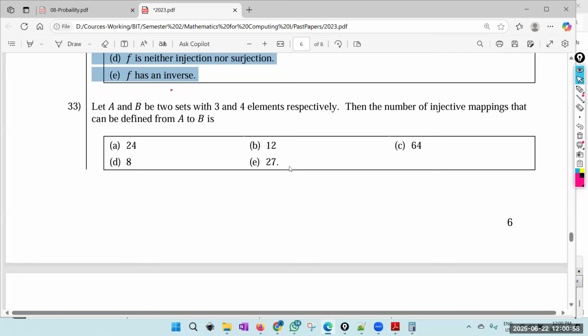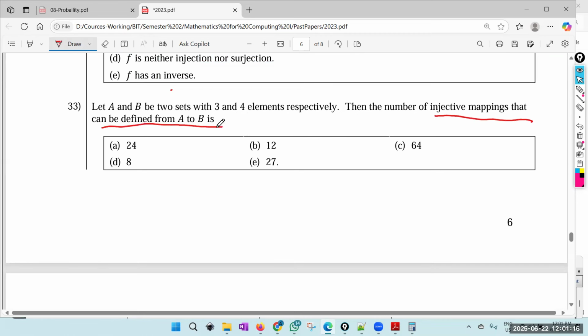Let A and B be two sets with 3 and 4 elements respectively. The number of injective mappings that can be defined from A to B is, right? So this one has 3 elements. This one has 4 elements. Right? 1, 2, 3. This one has 1, 2, 3, 4. So injective means 1 to 1. That means how many 1 to 1 mappings?